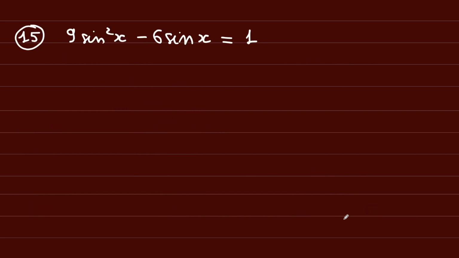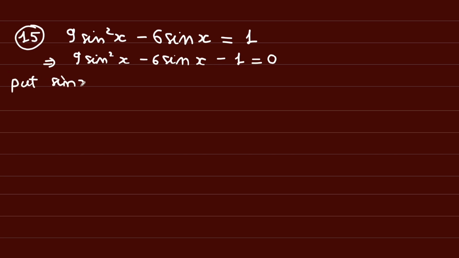The next one is question 15: 9 sine square x minus 6 sine x minus 1 equal to 1. Okay, so I need to convert this into another form of quadratic equation: 9 sine square x minus 6 sine x minus 1 equal to 0, transposing 1 from right to left. And after that, I will put sine x equal to t in this case.